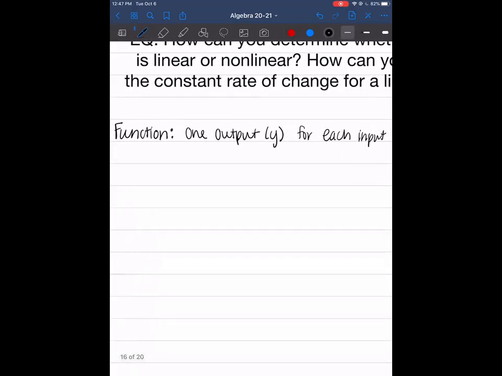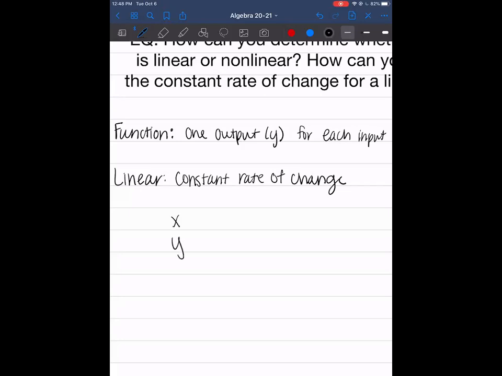A new term that we need to talk about is linear. And the basic definition for linear versus nonlinear is that linear functions have a constant rate of change. And what that looks like, I'll give you an example in a table format.